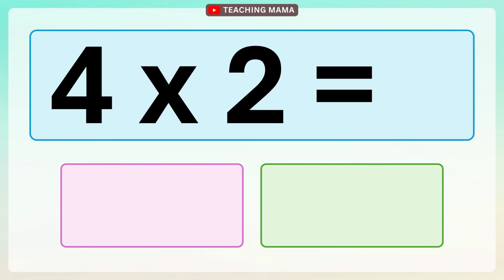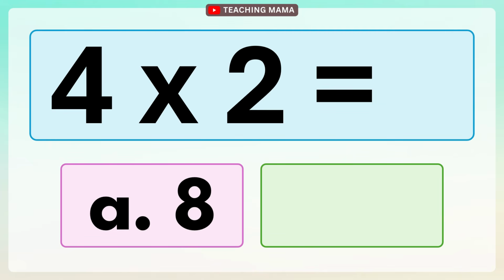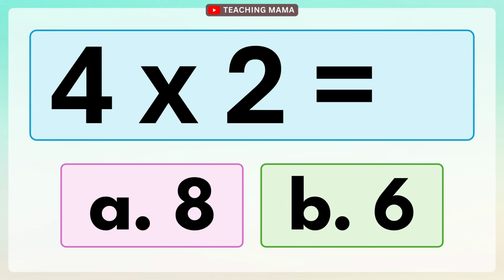4 times 2 equals A. 8, B. 6. What is the answer? A. 8.